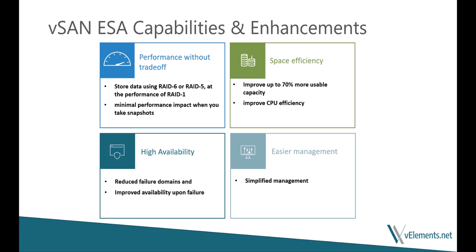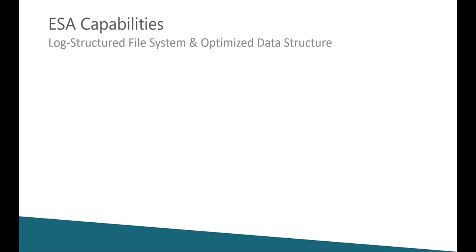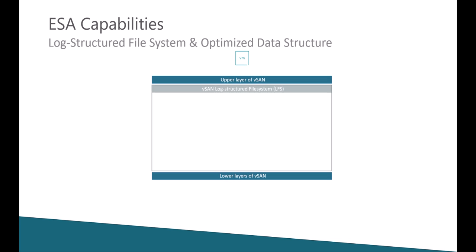The next enhancement is around improving high availability by reducing failure domains. So for example, if one of the storage drives within the storage pool fails, it doesn't affect the storage pool and you can simply replace the failed hard disk. And lastly, managing and configuring vSAN ESA is way simpler. But let's quickly check what has been changed in this architecture that lets vSAN ESA bring these enhancements. First is the vSAN log structured file system, or LFS.